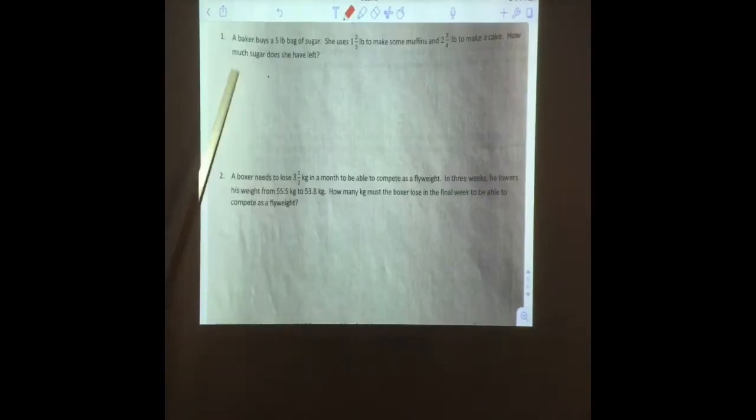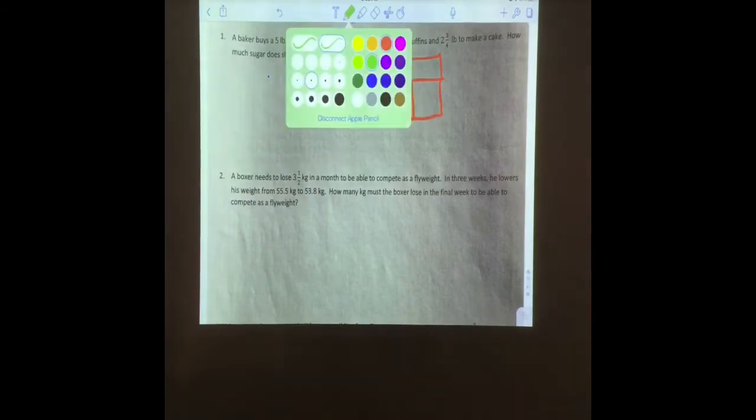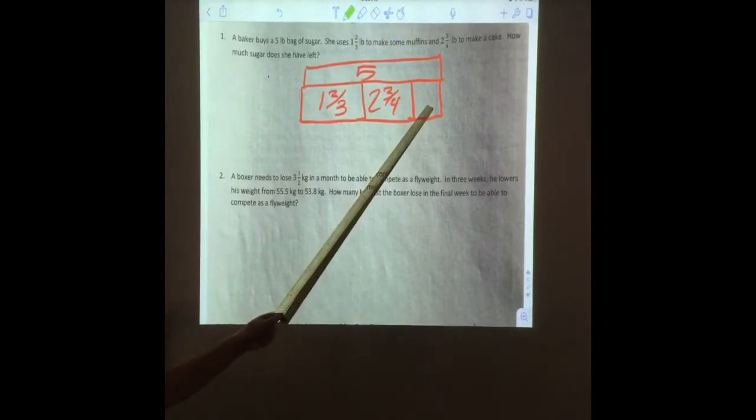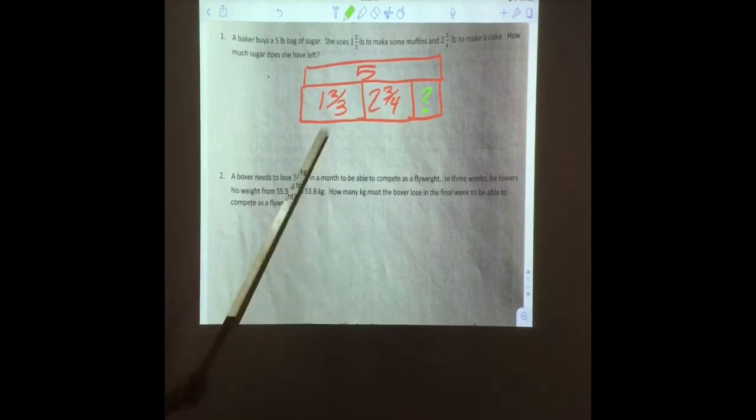Yeah, let's do it. A baker buys 5 pounds of sugar. How are we going to do this? Well, I'm going to put out my box with 5, right? She uses 1 2/3 of a pound to make muffins. She uses 2 3/4 of a pound to make cake. How much sugar does she have left? Aha! What are we looking for? Here's our mystery number. Good job. So what do we have to do?